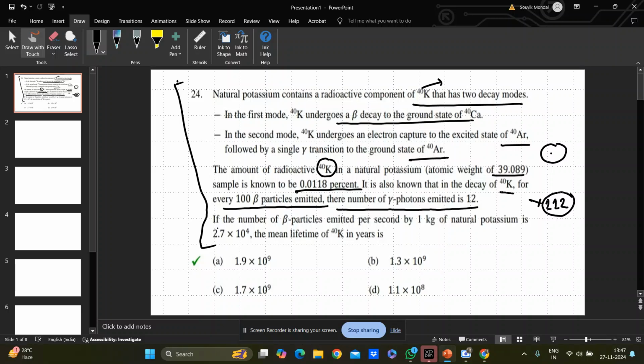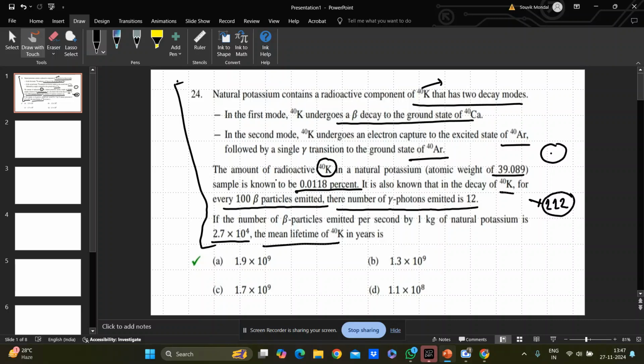Okay. And now they are given that the number of beta particles emitted per second by 1 kg of natural potassium is 2.7 into 10 to the power 4. Then what is the mean lifetime? Okay. So pause this video, read this question carefully again, and give this problem a try on your own, and then look at the solution.